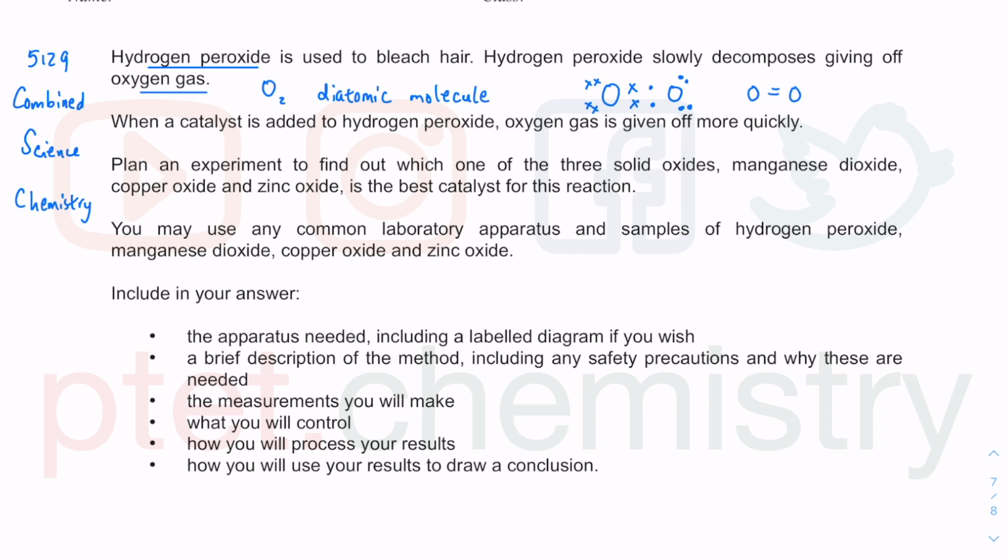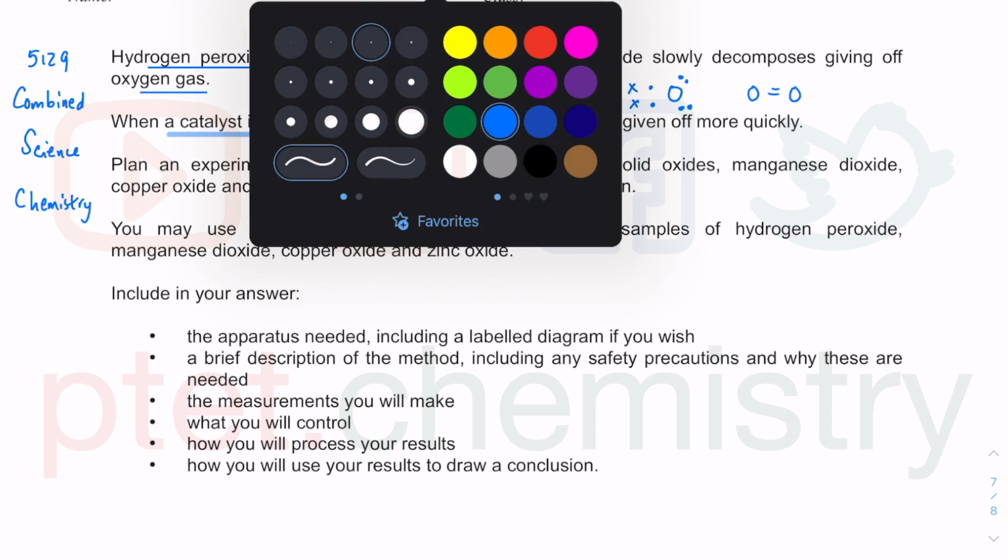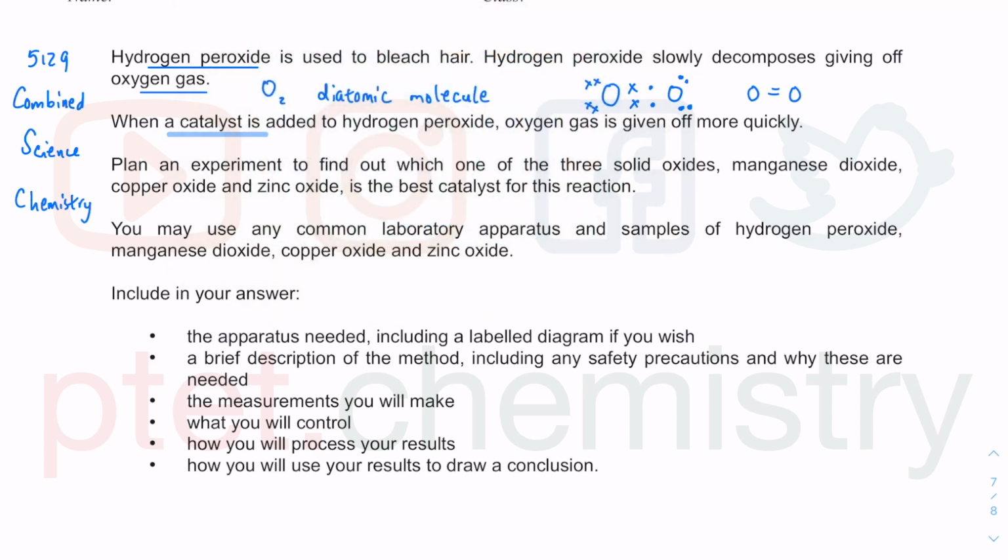When you use a catalyst, we have come across this term called catalyst. We know that a catalyst speeds up the rate of reaction. So that is why the oxygen gas is given off more quickly. So you get more oxygen in the same time. I don't say you get more oxygen altogether. I just say that you get more oxygen quickly, but the total volume of the oxygen is still the same.